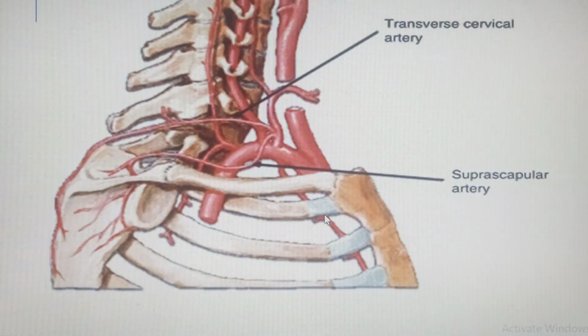Now the next artery, which is part of the thyrocervical trunk, which is a branch of the first part of the subclavian artery, is the transverse cervical artery. As the name suggests, it's going to run transversely across the neck area. The word cervical or cervix has to do with the neck, so it will run posterolaterally.